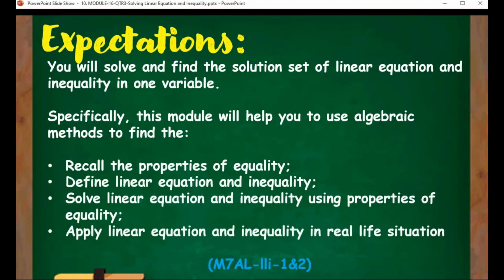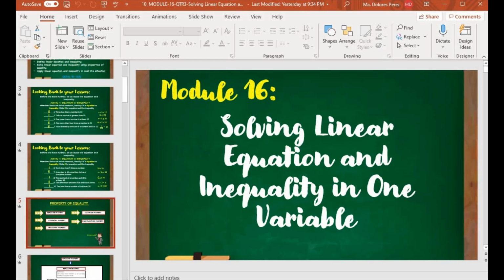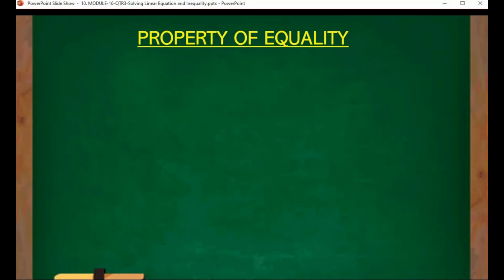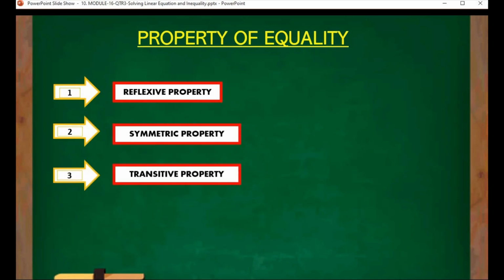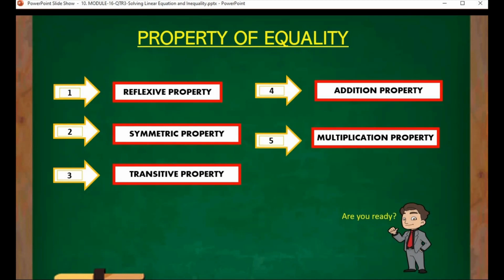Okay, so let's start with the properties of equality. What are the properties of equality? Actually, we have discussed this before, so babalikan lang natin because may idea na kayo dito. Para rin siyang property ng operation sa addition, sa multiplication. So, ang equality, meron din siyang property. We have 5 properties: reflexive, symmetric, transitive, addition, and multiplication.